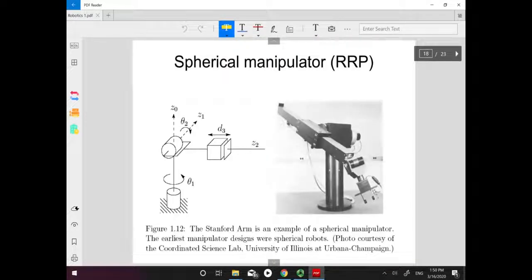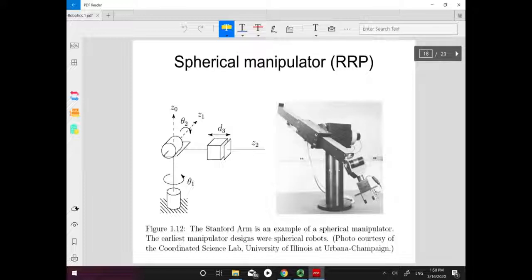The next one. Here we have seen a photo, and this is a pretty old manipulator, a spherical manipulator. This arm is called the Stanford arm. That is an example of a spherical manipulator.